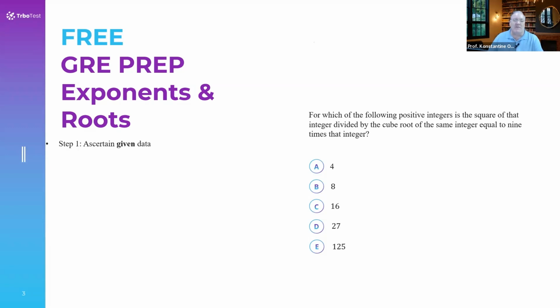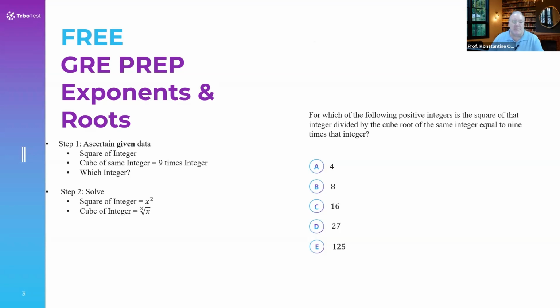The first thing we do, of course, is ascertain the given data. They want to know what the square of an integer is. That same integer has to be cubed, and it'll equal 9 times the integer. And which of the integers here did they give us to pick from, A through E? All right, so solving it, when they say square of an integer, just write it down, x squared. It's very simple. Get rid of the words, get it into math form, and you'll understand it quickly.